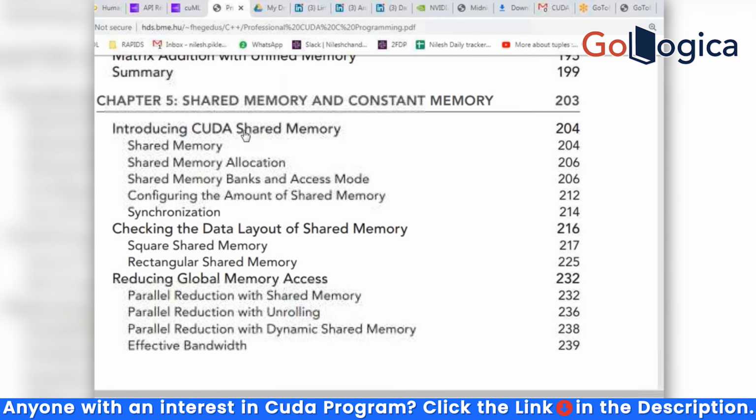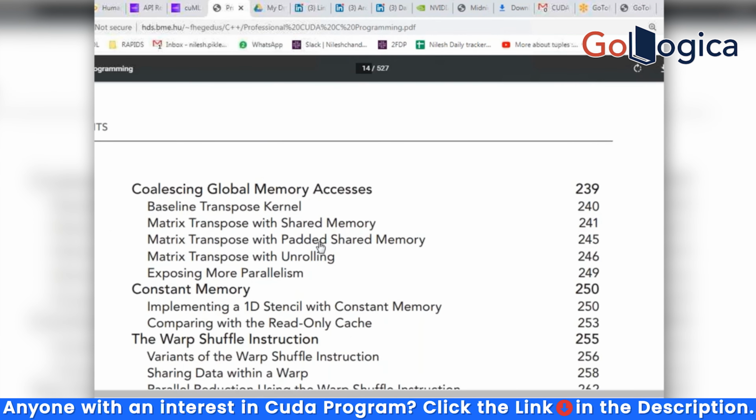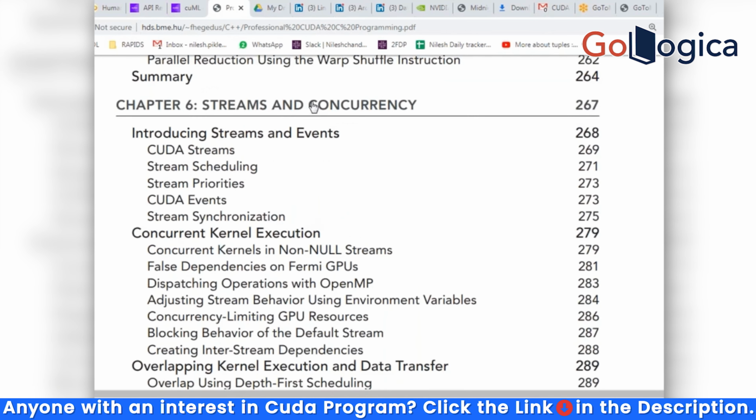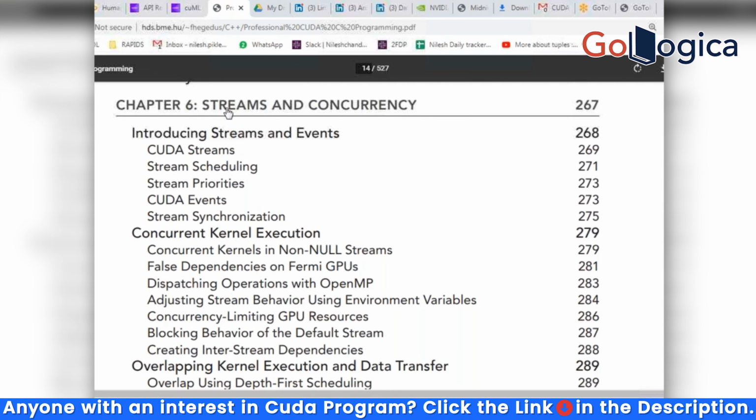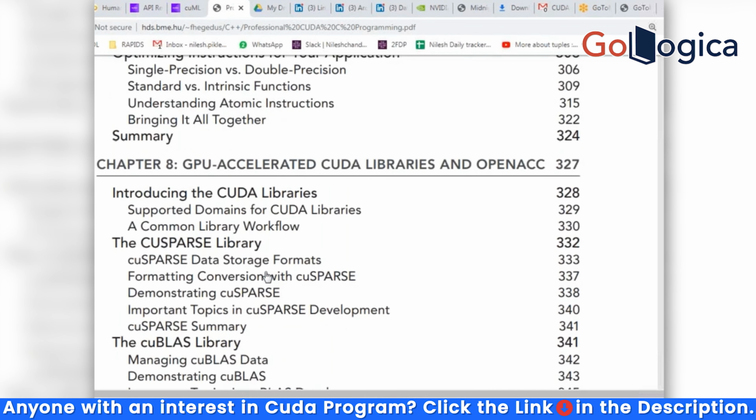Right. So in my PhD thesis also, I worked on this particular memory, and based on this, I published a few papers. Okay, and this memory is very important to improve the performance of your existing code. Right? We will discuss shared memory and constant memory in detail. After that, some techniques are there where we can improve the parallelization further. That is streams and concurrency. So the streams concept we will discuss in detail, right? And finally, we'll see how to use existing libraries like cuSPARSE and others.